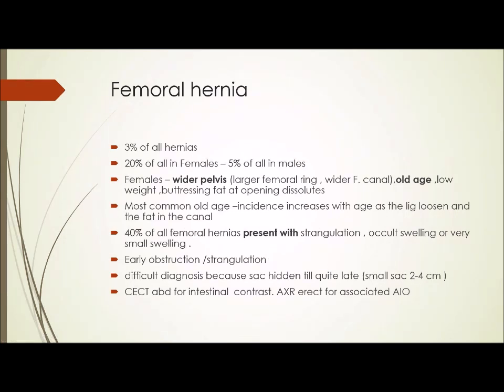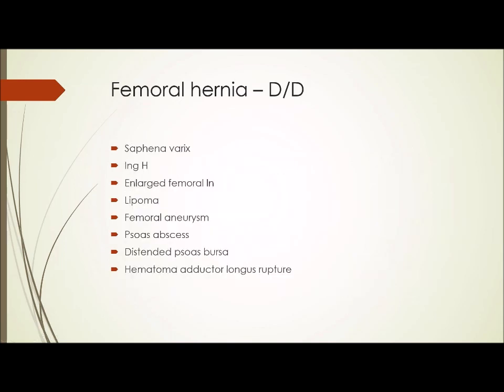The diagnosis, as we can imagine, is difficult because it is hidden till quite late, and the sac is only 2 to 4 centimeters. The best method of diagnosing it could be a CT abdomen with intestinal contrast. You can see the intestines exiting from inside the pelvis, entering into the thigh in these patients, and of course a plain skiagram of the abdomen to tell you about the associated acute intestinal obstruction, right?